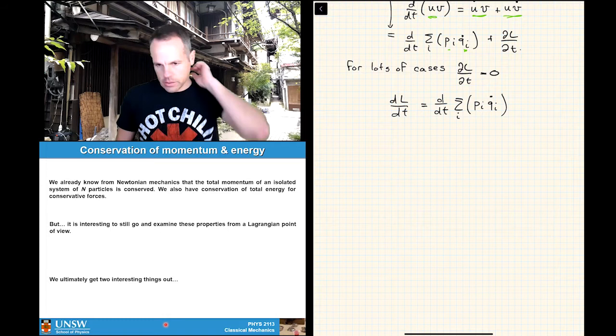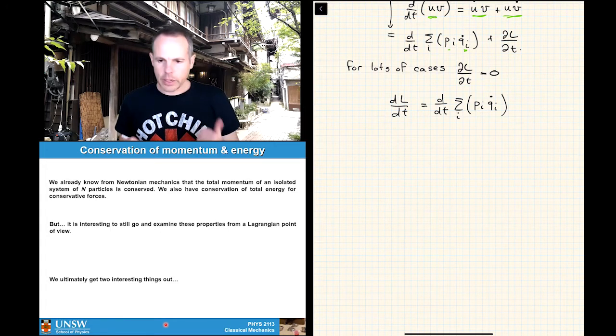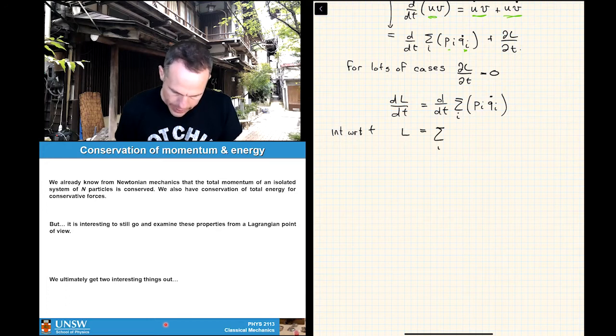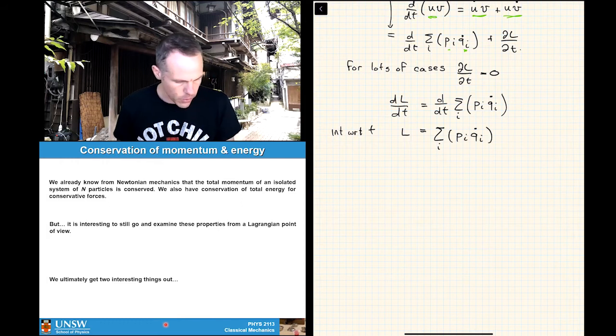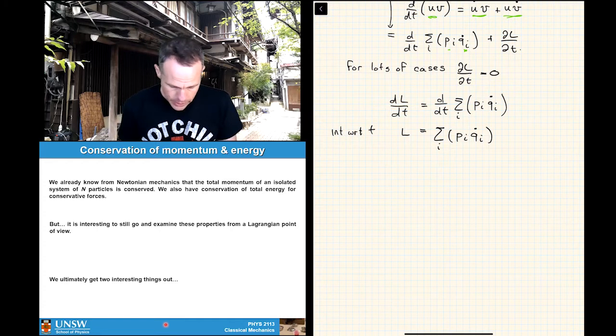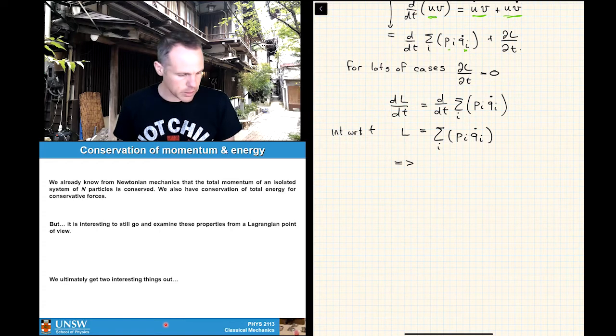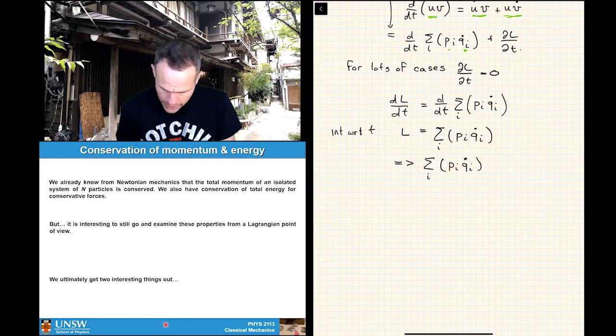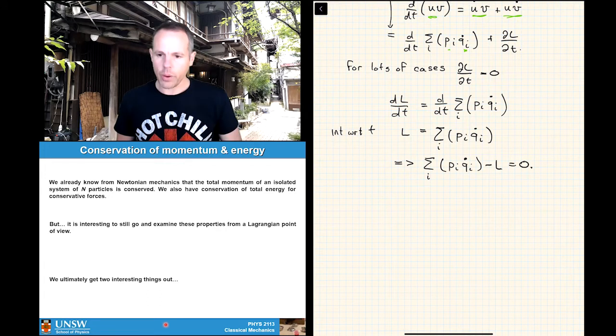Okay, nice simple little expression in here. And of course we can integrate this thing with respect to time. And what we get is L is equal to the sum over i of p_i q_i dot, like so. And if we wanted to, what we could do is make this into a more specific equation, something that looks like the sum over i of p_i q_i dot minus L is equal to 0, okay?